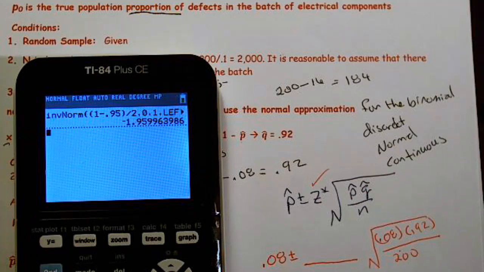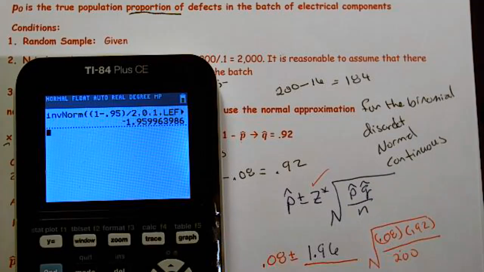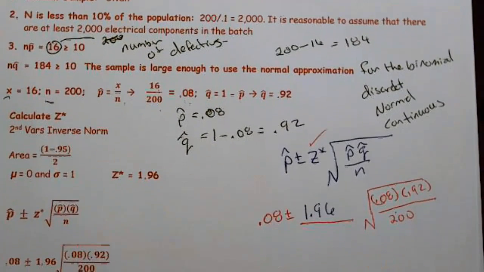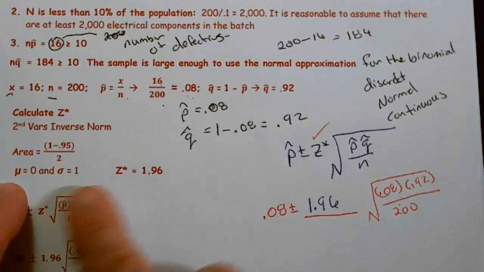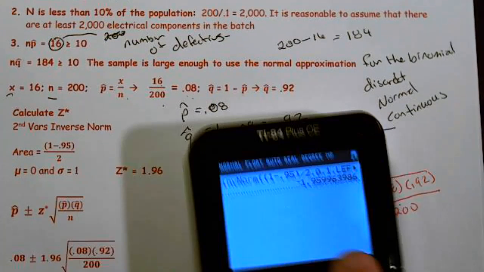And we get a z star of about 1.96. Now, I recognize we probably should carry it out more decimal places, but for ease, that's what I'm going to write. Well, after we have that down, we've now plugged everything into our formula, so things look nice and good. All right. So then I need to calculate the actual interval.